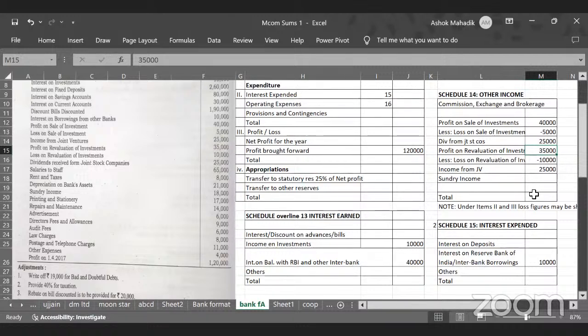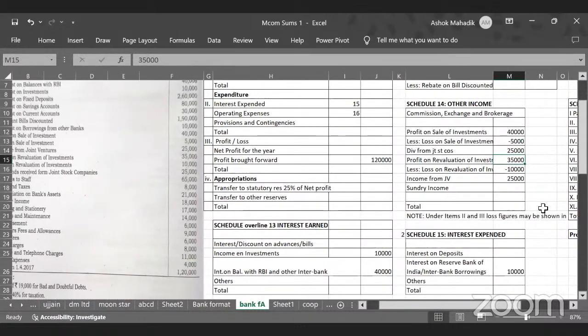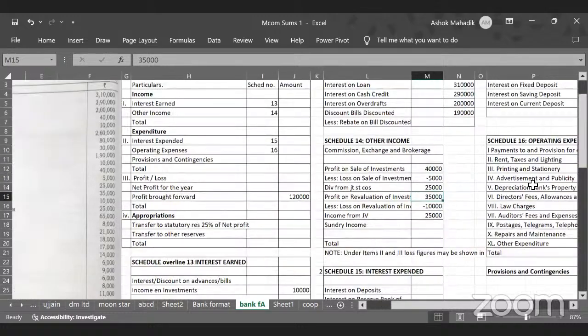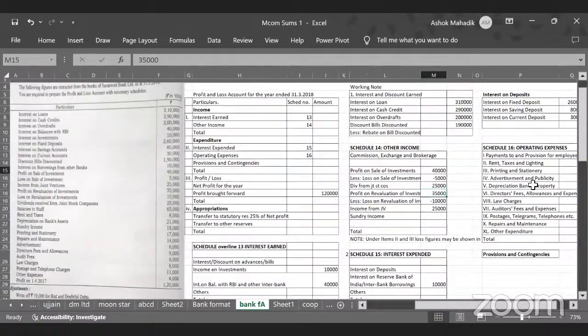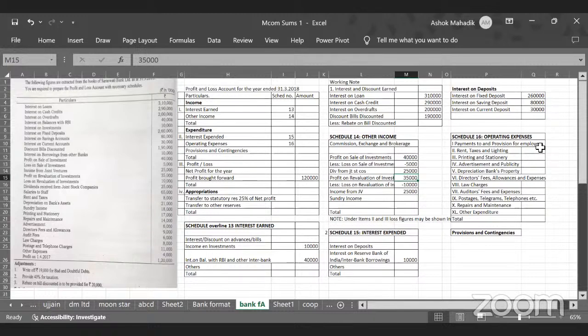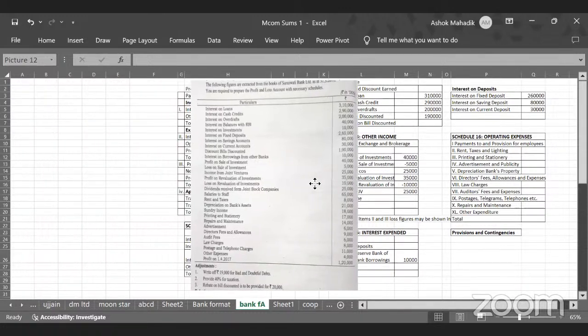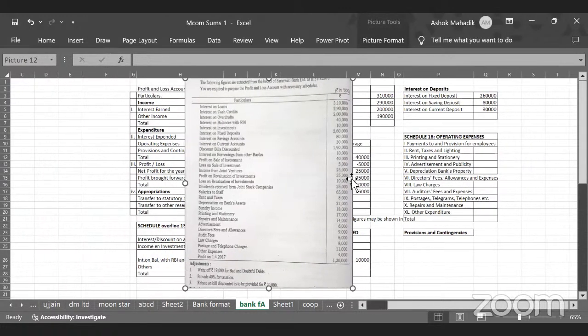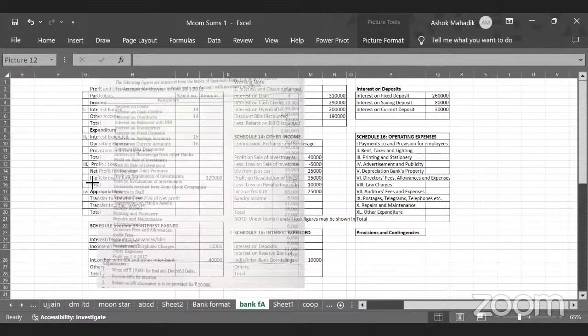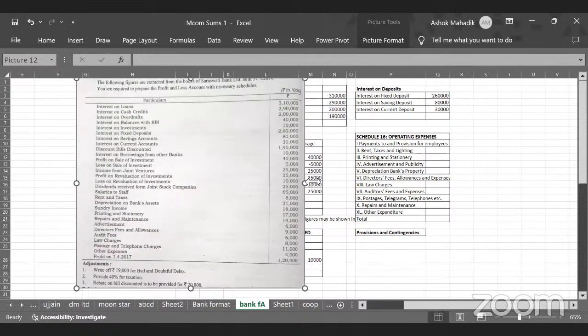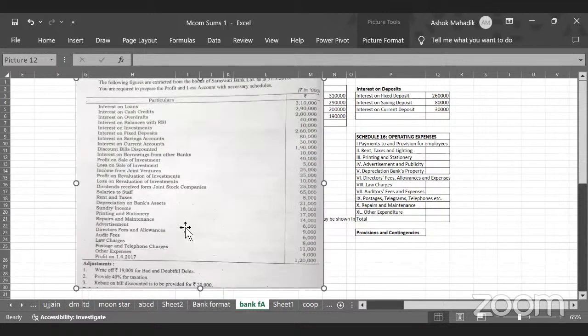Next, salaries to staff. This will go to schedule number 16. I'll shift this a bit to the right and reduce the size so that we can use it, because many items belong to 16. So I can directly put them in schedule number 16. So what is the salary to staff? 65,000. Salary to staff.